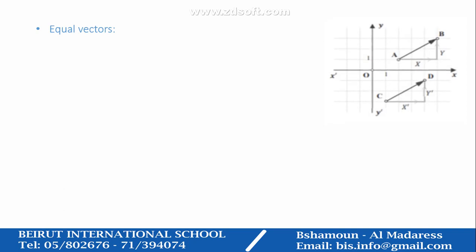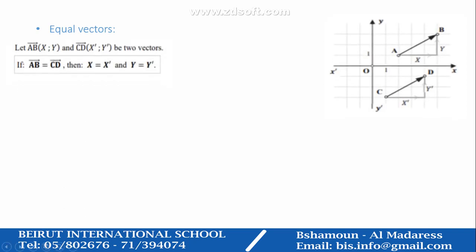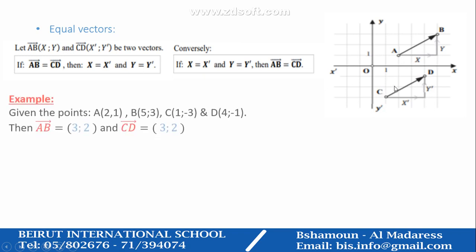Now let's talk about equal vectors and the components of equal vectors. AB and CD are 2 equal vectors. Then the abscissa of vector AB equals the abscissa of vector CD, so x equals x prime. And the ordinate of vector AB equals the ordinate of vector CD, y equals y prime, as we see here. Conversely, if x equals x prime and y equals y prime, then vector AB equals vector CD.